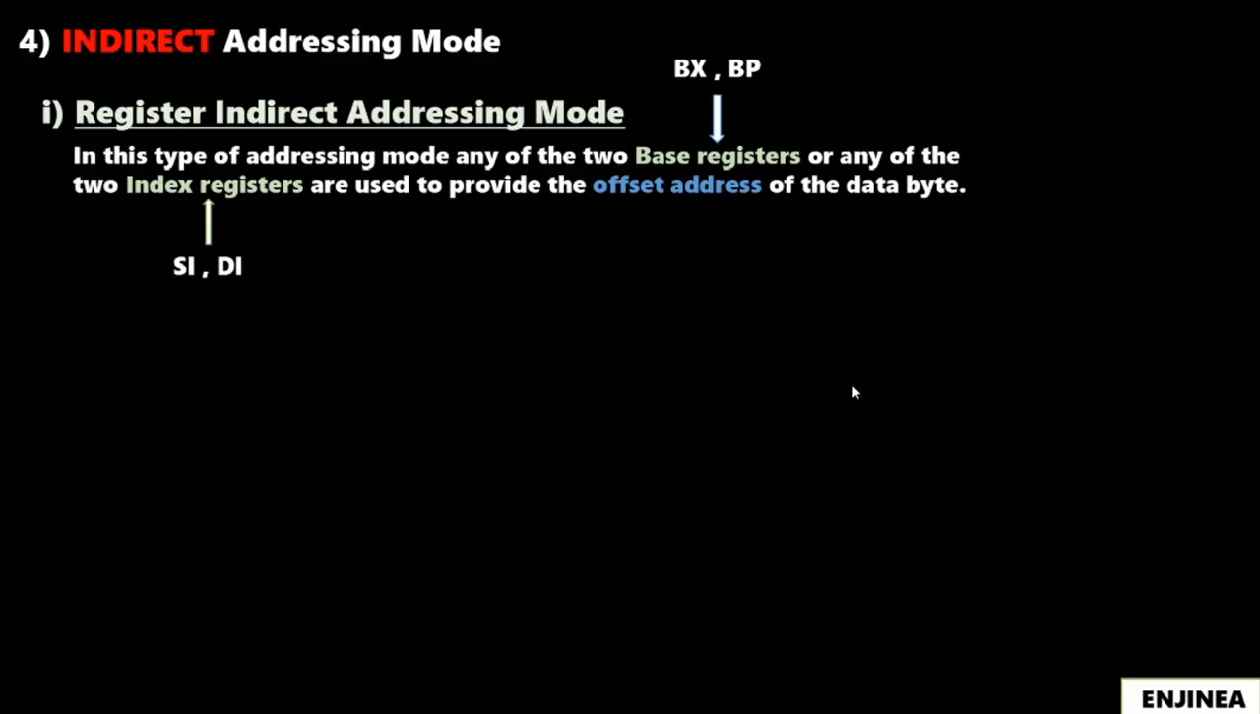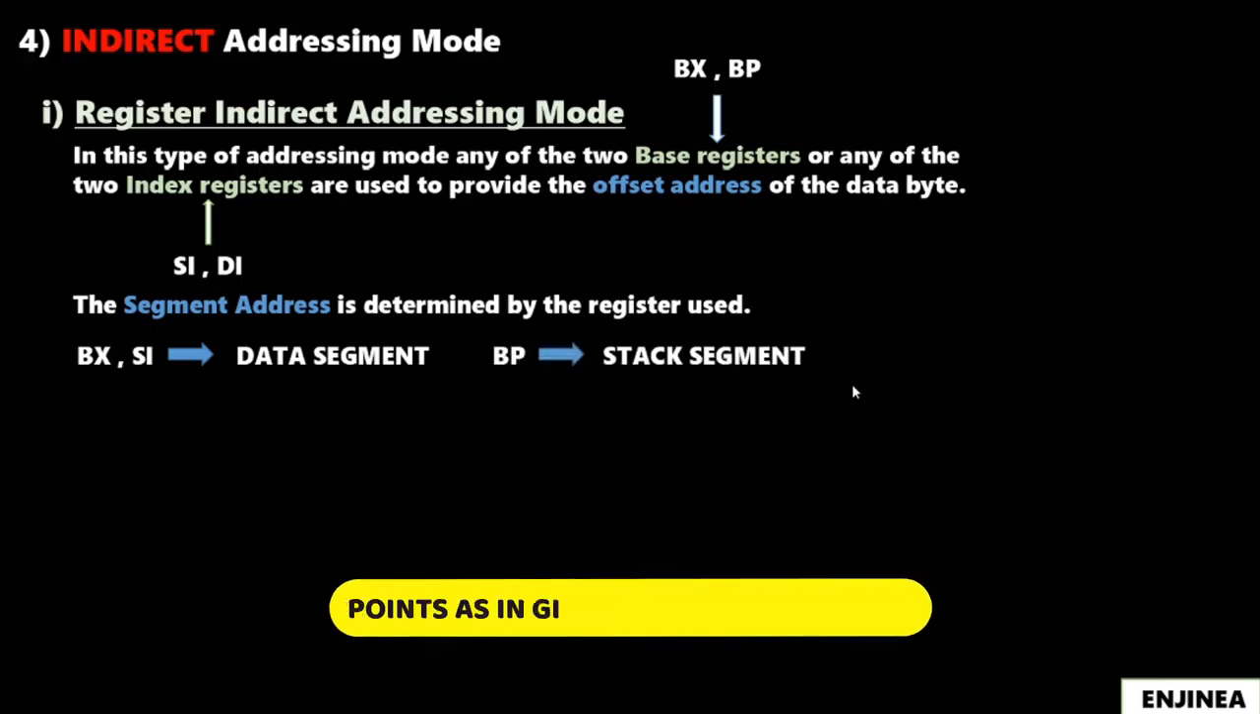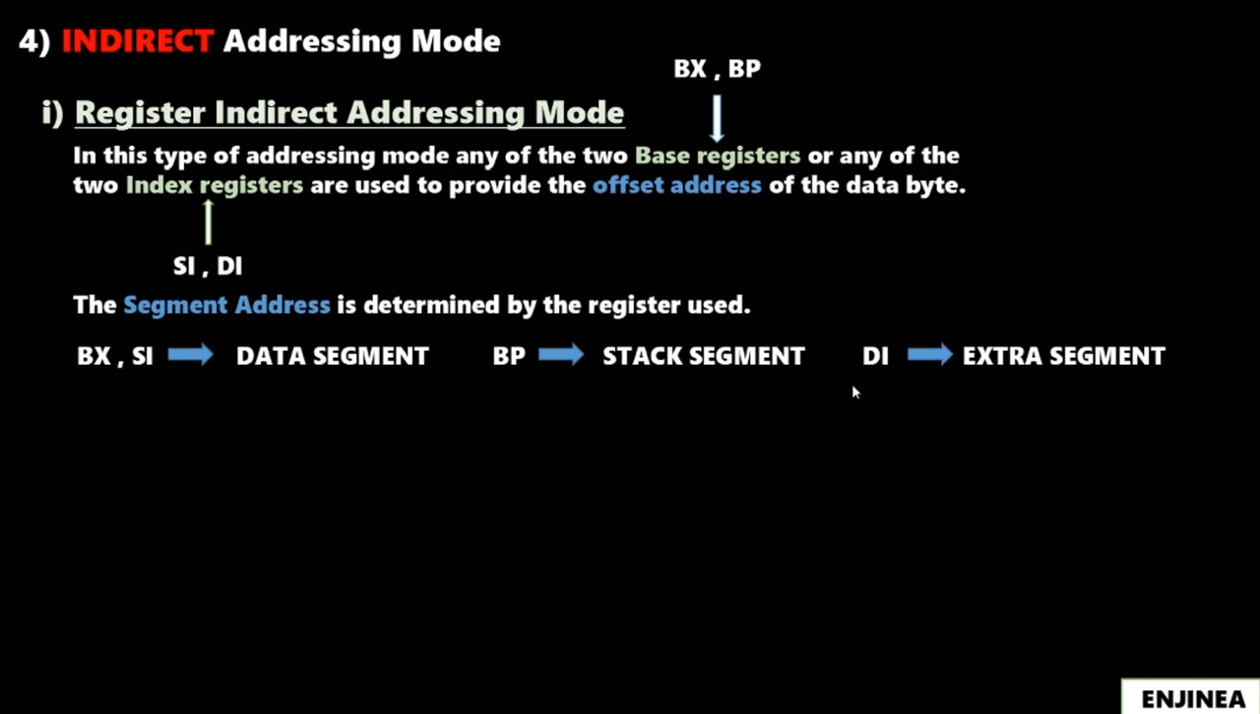Now we got the offset address, so who will give the segment address? We know the segment address is determined by the register we are using. BX and SI point to the data segment in our memory. The BP register points to the stack segment in our memory, and the DI register points to the extra segment of our memory. These three things are very important in order to understand what this type of addressing mode is. We know in our memory there are 4 types of segments, among which these 3 segments come into the picture in this type of addressing mode. So let's take up an example.